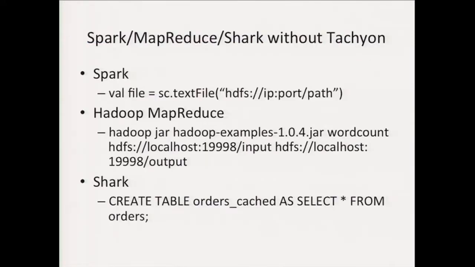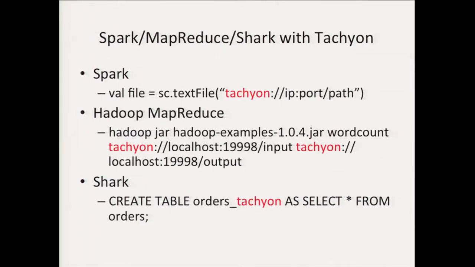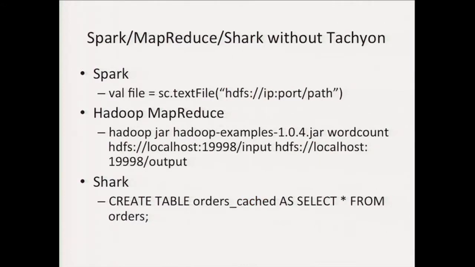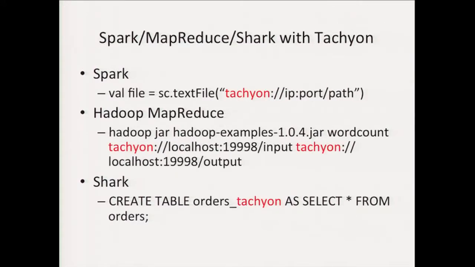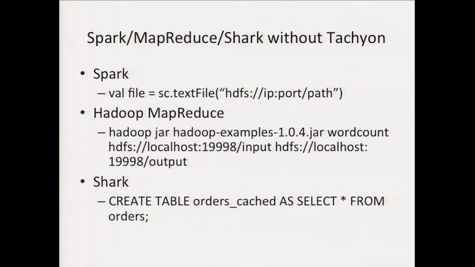The other thing I want to show is how to use Tachyon. This is a Spark, MapReduce, Shark job without Tachyon. You can see that from Spark, you say file, this is an RDD, equals to the Spark context, and then load the file from HDFS. This is how you use it without Tachyon. And then you have MapReduce and Shark. And then with Tachyon, you simply change the URI from HDFS to Tachyon. As you can see, this should not be hard. Yeah. Thank you.